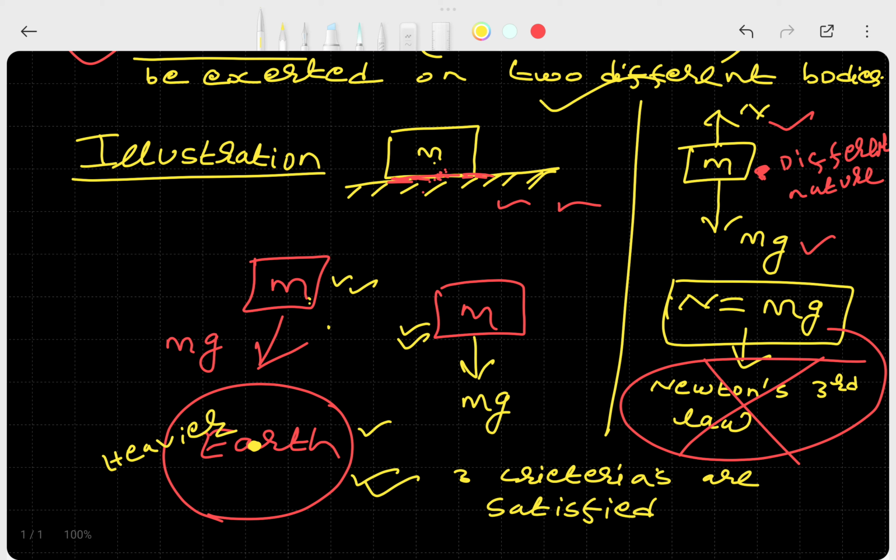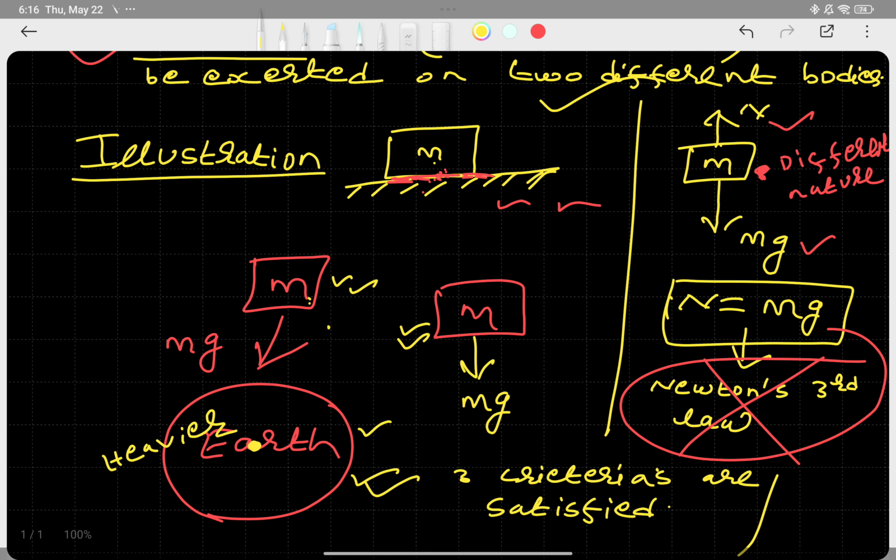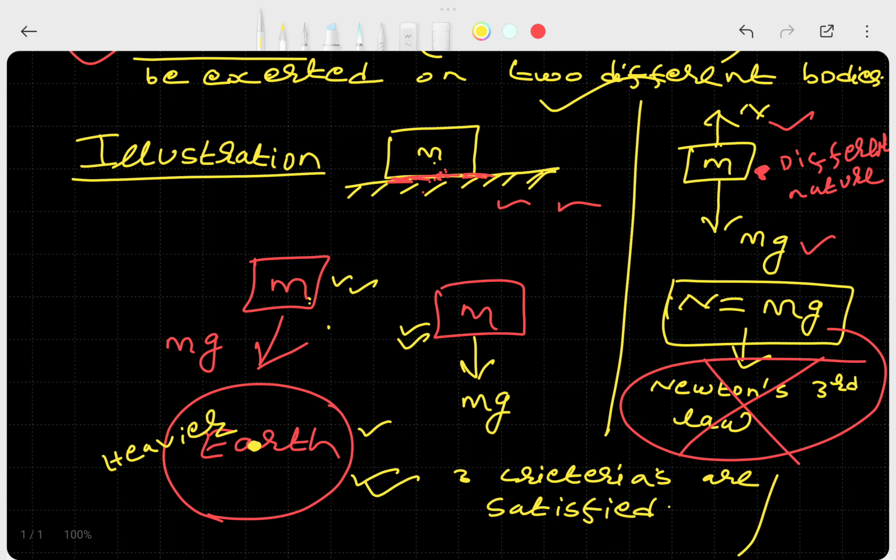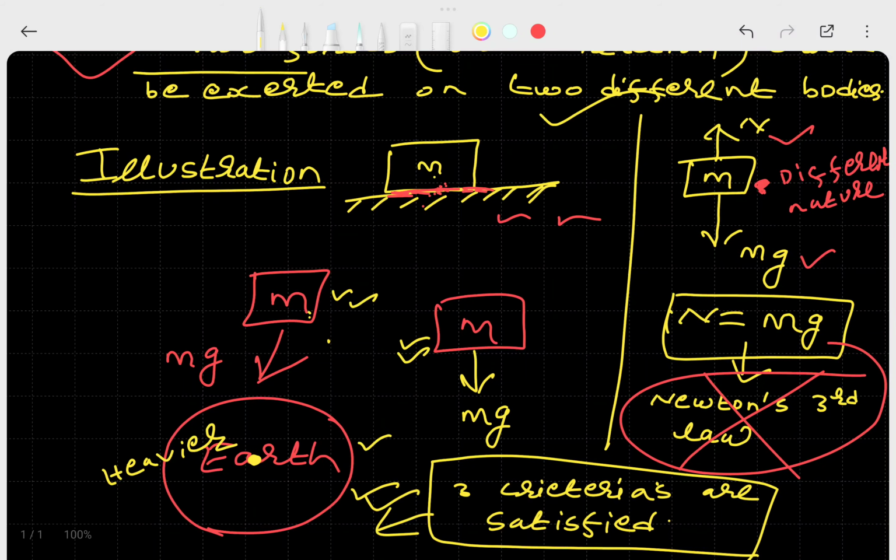So you can say Newton's third law is applicable here in this case. Third law is applicable or valid.